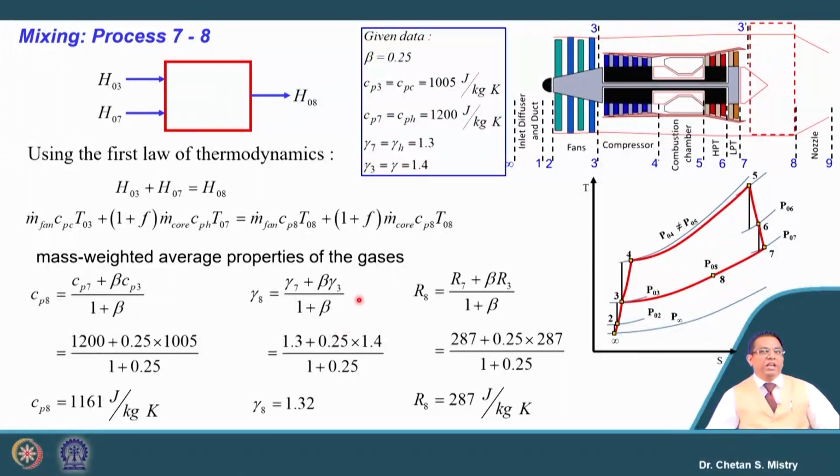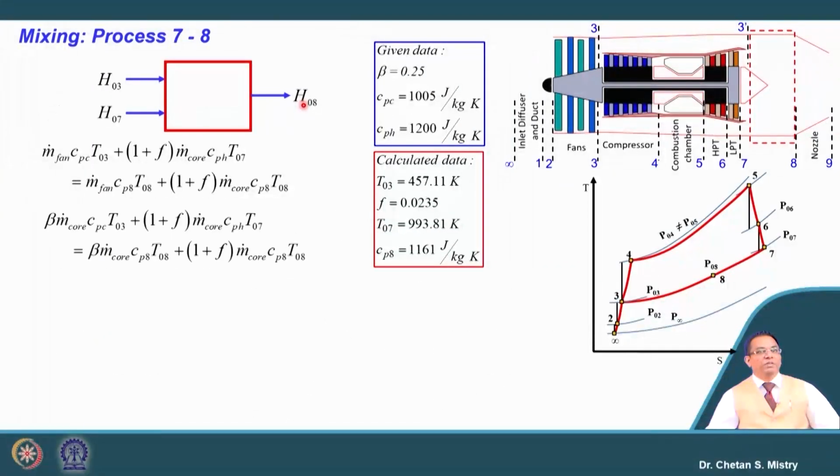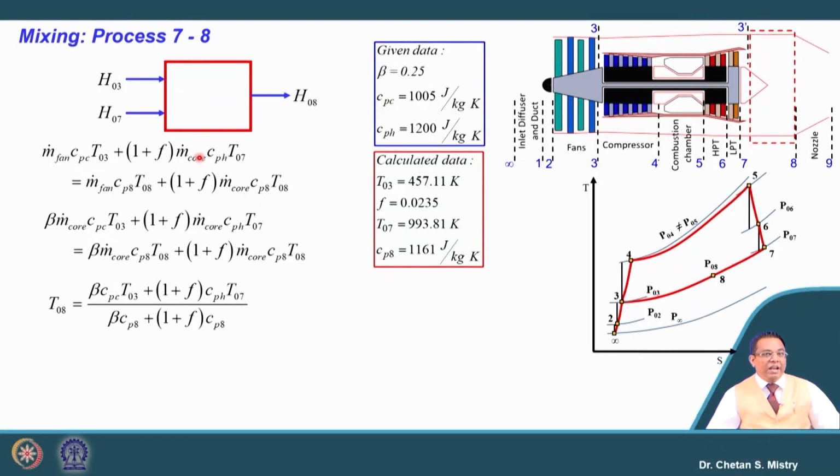So, now you can say at the entry of my nozzle I have the information available. Now, based on this, I need to calculate the pressure and temperature at the entry of the nozzle, or at the exit of the mixing chamber. So, let us look at the energy balance we have written. Based on our energy balance we can calculate the exit temperature. Just practice putting this as an energy balance.